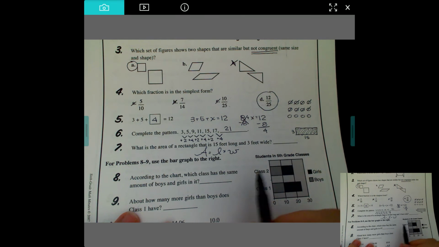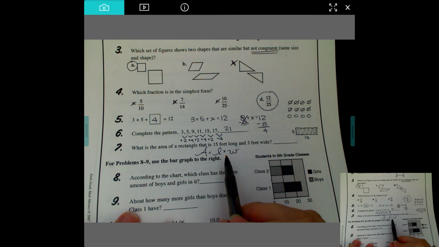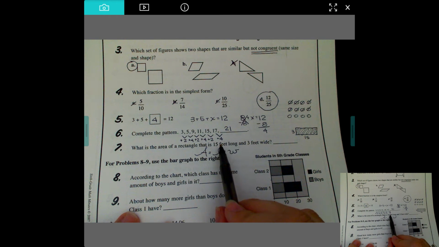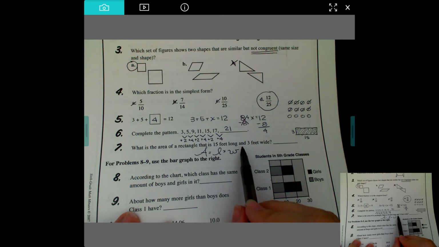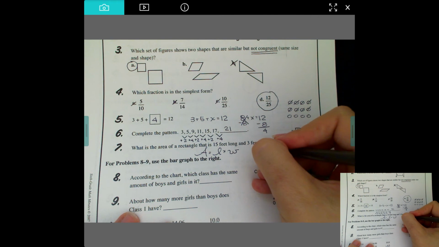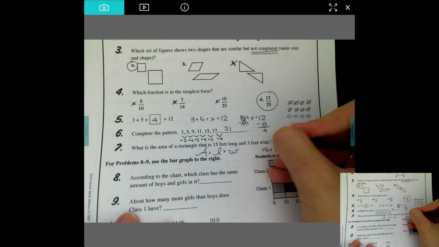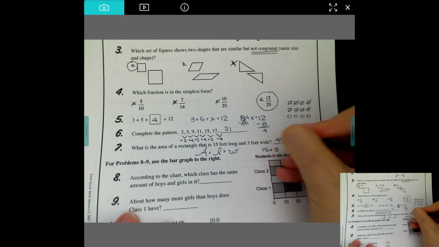So we need to remember and understand why area is important. It is something that you are going to use later in your life. So area is length times width. My length is 15 and my width is 3. So I'm going to do 15 times 3, and I'm going to get 45 feet. And because I'm multiplying feet by feet, it's 45 feet squared.